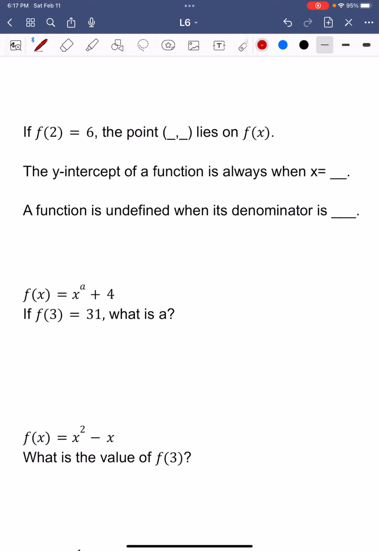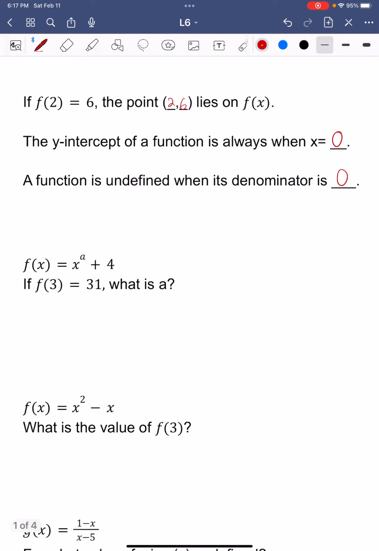So there's a few facts that you guys need to know before we start. First, if f of 2 equals 6, the point 2 comma 6 lies on f of x. The y-intercept of a function is always when x equals 0, and a function is undefined when its denominator is 0. So the first question, if f of 3 equals 31, what is a?